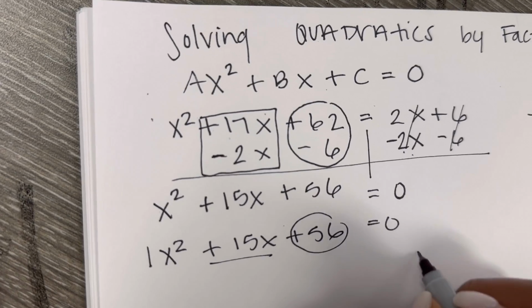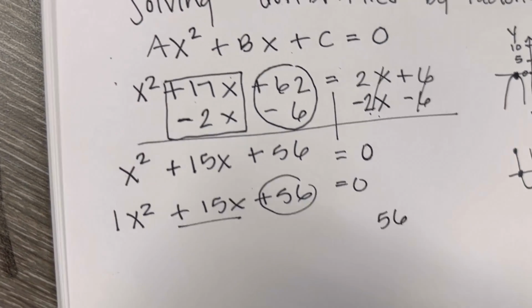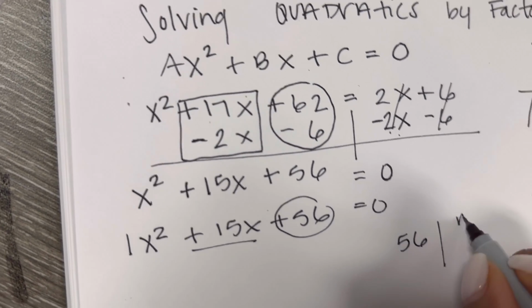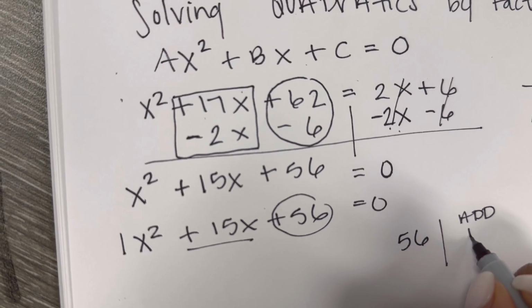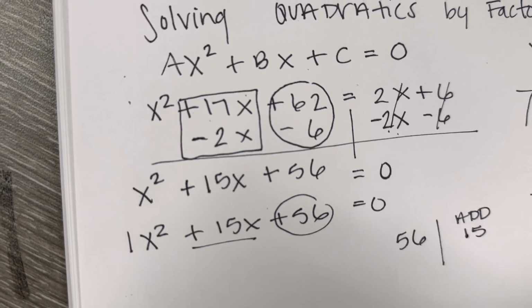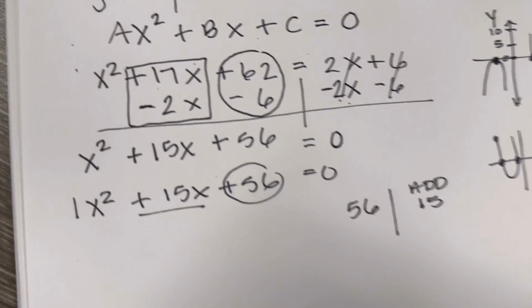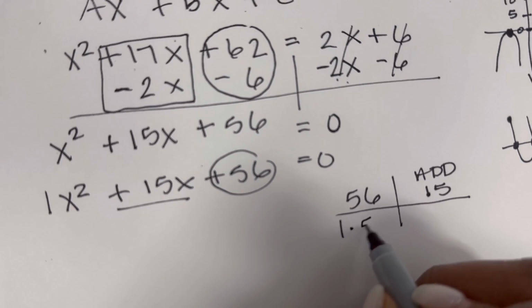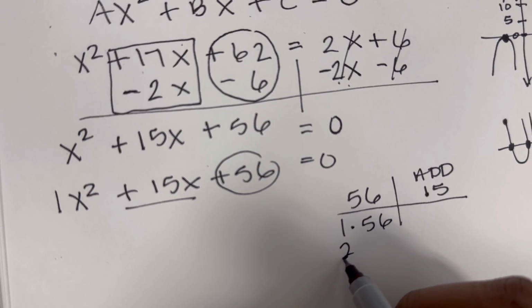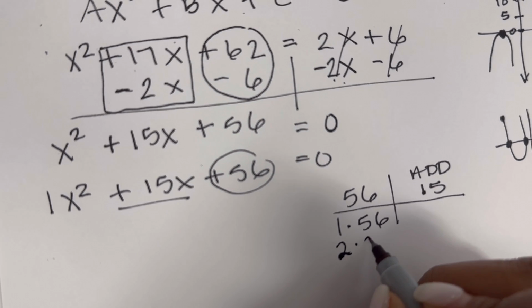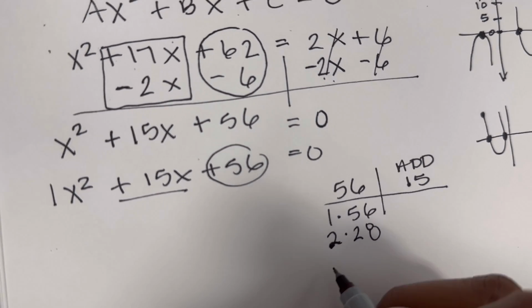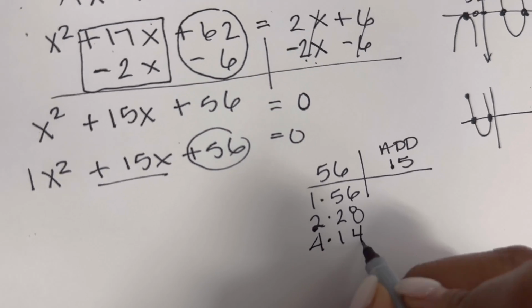So make a chart. What times what gives me 56, right? But added gives me the middle term, 15. Okay, that coefficient there. So you might need to list out some factors. 1 times 56, do all of them. 2 times, is that 28? 28. Does 3 go into there? No. 4 might go in there. 4 times 14, I think.